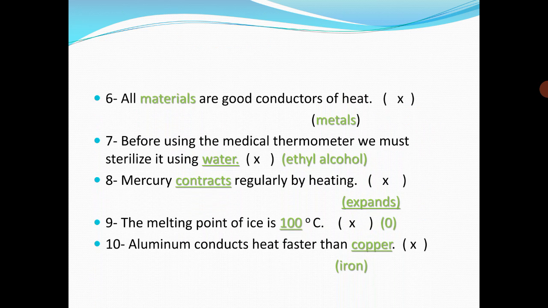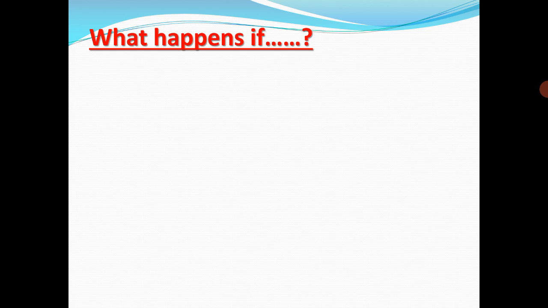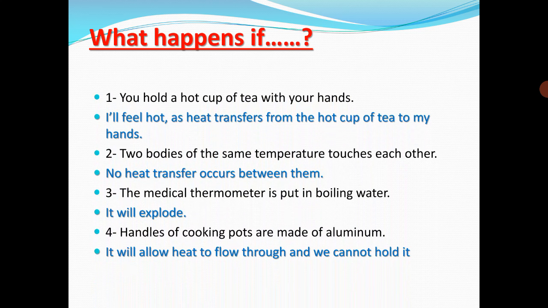Aluminium conducts heat faster than copper. No, aluminium conducts heat faster than iron. As we said before, copper is faster than aluminium, which is faster than iron. The last one is: what happens if you hold a hot cup of tea with your hands? I'll feel hot.